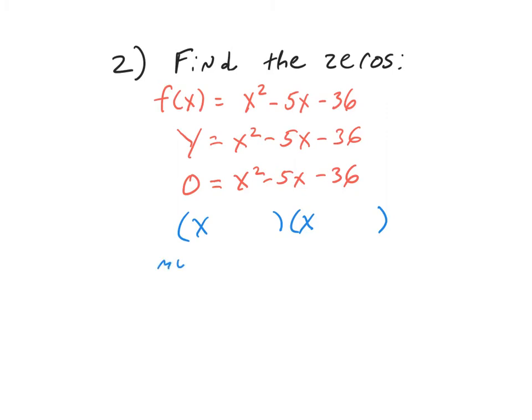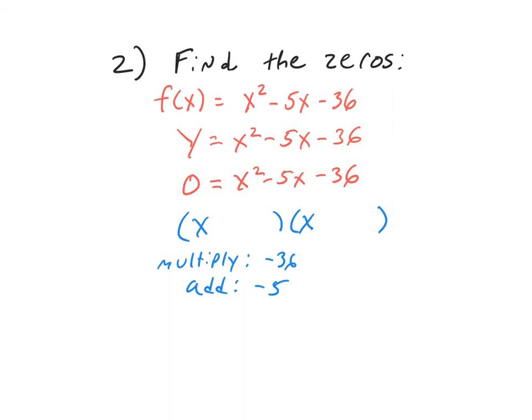So we're going to multiply to get negative 36 and add to get negative 5. Okay, so let's think of some factors of 36. We have 6 times 6. That won't give me negative 5. So let's try a different one. 12 and 3 won't give me negative 5. 9 and 4. There we go.